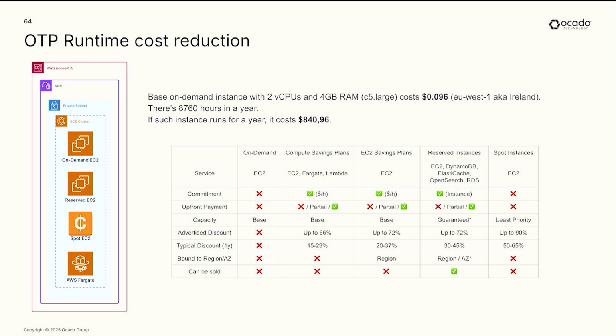But what's the catch with spot instances? Well, the interruptions. So AWS reserves the right to terminate your instance at any point in time, and you have to be prepared for that. What do I mean with that?